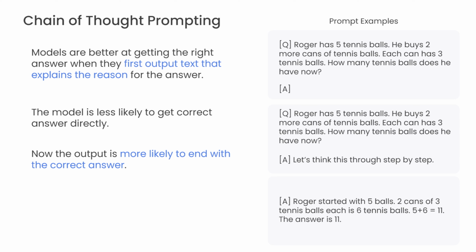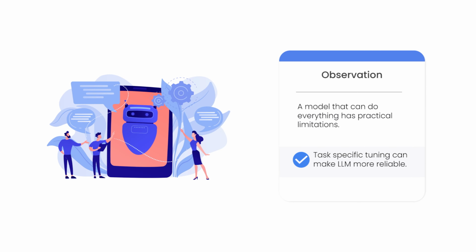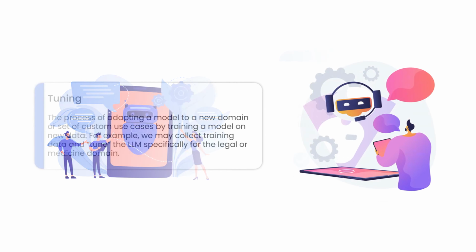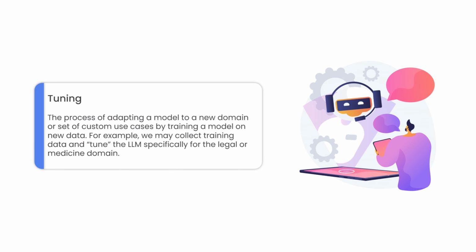This question is posed initially with no response. The model is less likely to get the correct answer directly. However, by the time the second question is asked, the output is more likely to end with the correct answer. A model that can do everything has practical limitations, and task specific tuning can make LLMs more reliable.